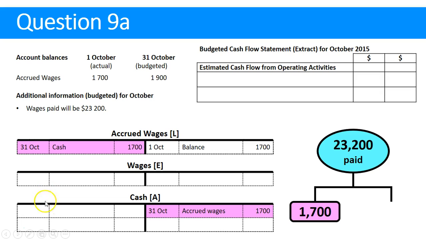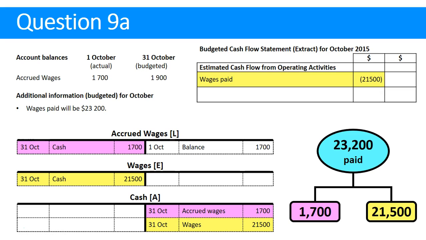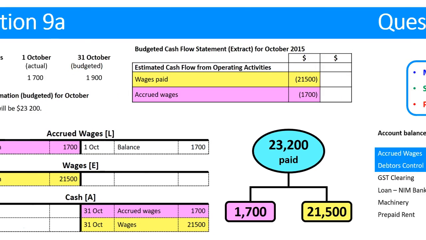So the numbers in this cash ledger are the numbers we want because we're doing a cash flow statement. So that must mean the rest of that payment was actually for wages this period, so that would be an expense. So the other $21,500 will be wages, plus the $1,700 for accrued wages last period, together would equal $23,200. So what we can do is go up to our cash flow statement now and enter wages paid in brackets to represent an outflow of $21,500 and accrued wages of $1,700.